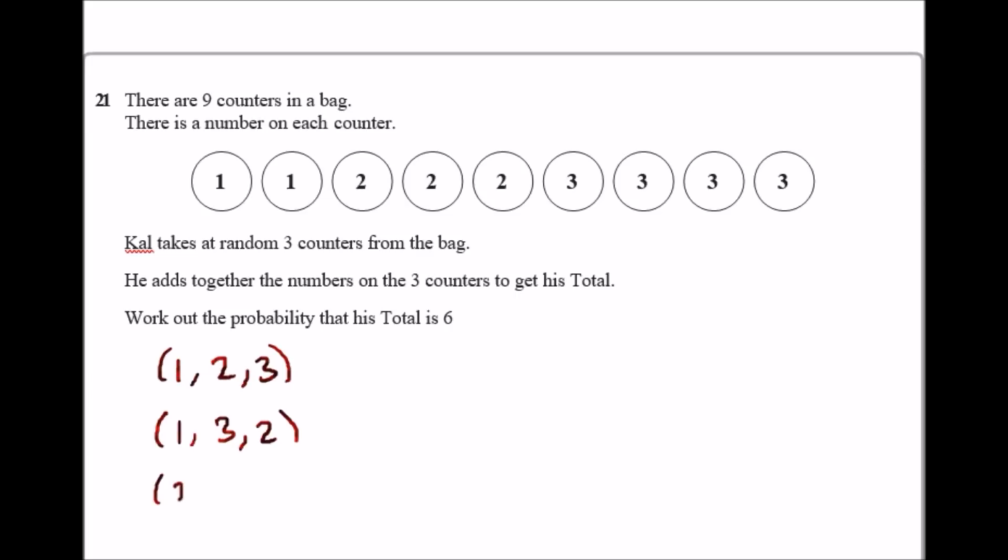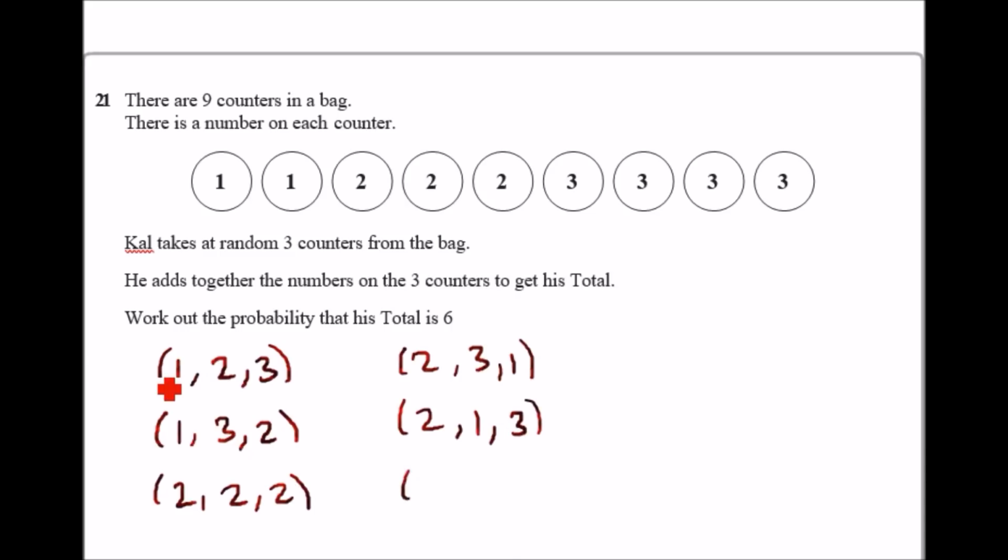We can get 2, 2, 2. Yep, that works. We can also get 2, 3, 1, and obviously 2, 1, 3. Now, starting from 3, we can get 3, 1, 2, or 3, 2, 1. Alright, so now to work out the probability, all we literally do is find the probability of each one. So we're just taking a P for each term. And now all we simply do is calculate.